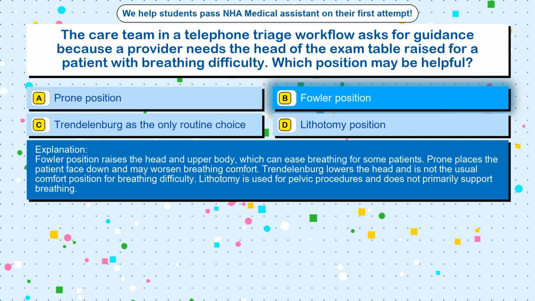Fowler position raises the head and upper body, which can ease breathing for some patients. Prone places the patient face down and may worsen breathing comfort. Trendelenburg lowers the head and is not the usual comfort position for breathing difficulty. Lithotomy is used for pelvic procedures and does not primarily support breathing.